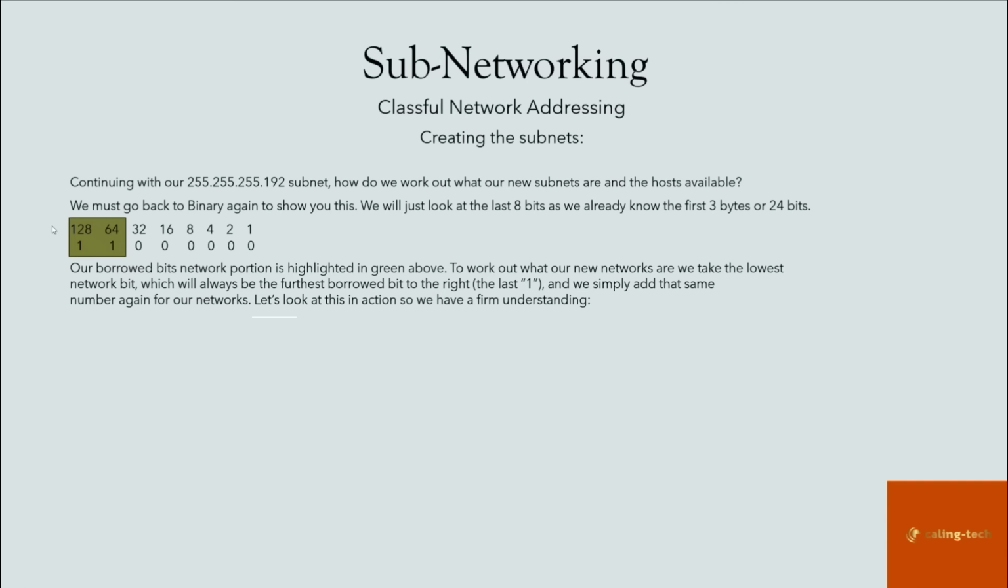So what it would actually be is network 1 would be 0, because it would be without the borrowed bits. But then we turn the first bit on and it becomes 64. If we turn that off and the next bit on, it becomes 128. And we're going to see this in action, but you'll note that that is going up in 64s. So let's have a look at this so that we understand it better.